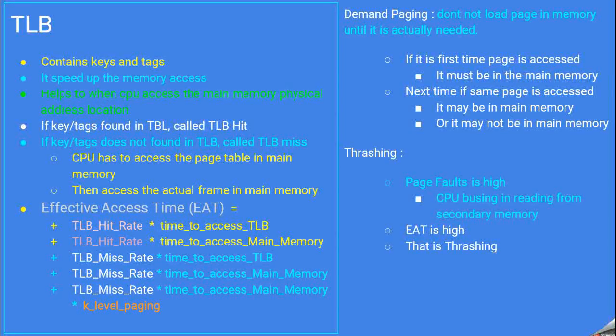Thrashing is when the page fault rate is too high. The CPU is very busy reading from the secondary memory, and the EAT, the effective access time, is also very high, so this is a problem. Thrashing means too many page faults. The CPU wastes too much time reading from the secondary memory, and again all the pages are being swapped out because of page faults occurring due to other requests from the CPU. So this is a problem. In this problem, the EAT, the effective access time, is high.